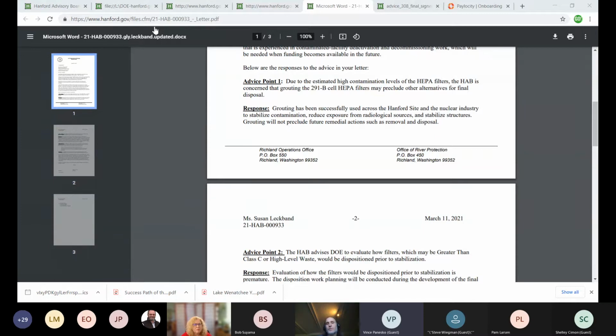So this whole thing is totally unacceptable, and I hope, Tom, that we can have a discussion about this, the concept of grouting for stability. Thank you.